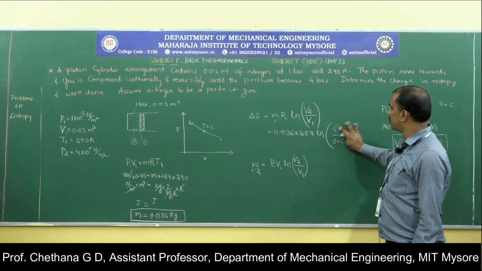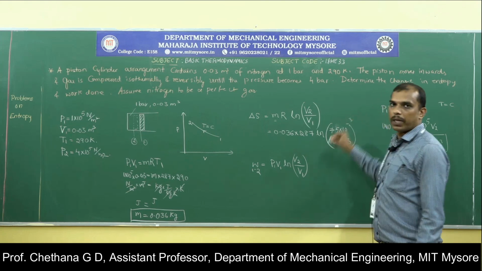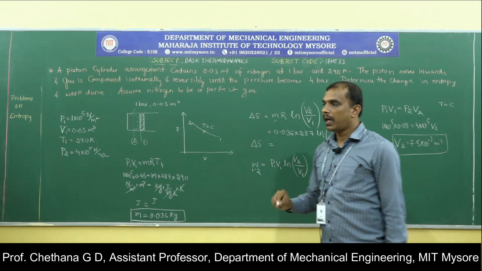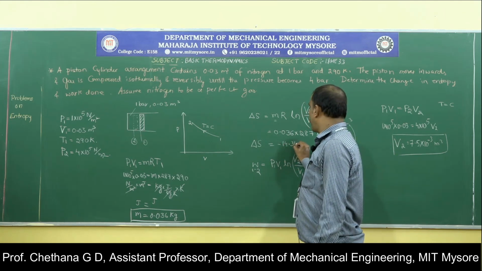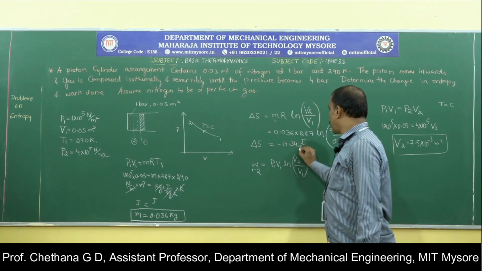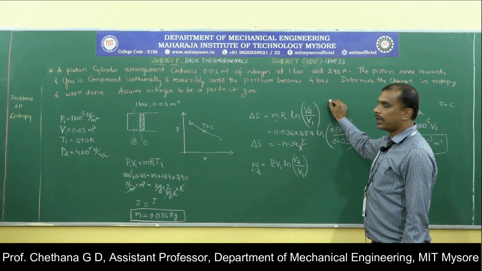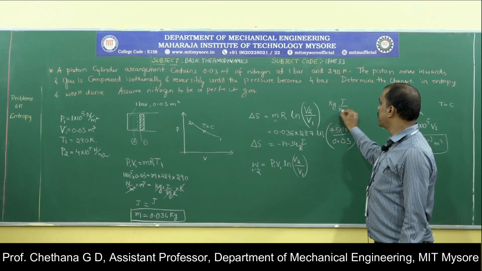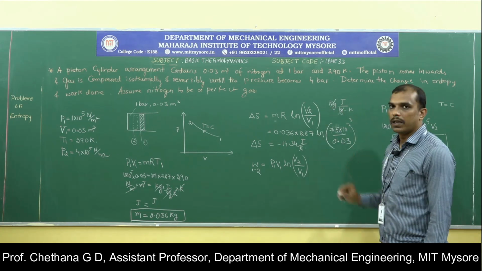Now substitute this back here, 7.5 into 10 power minus 3. Now you are getting change in entropy of nitrogen as minus 14.34 joule per Kelvin. You check for the unit if you want. M you are substituting in kg, R you are substituting in joule per kg Kelvin. So you are getting the unit of change in entropy as joule per Kelvin.